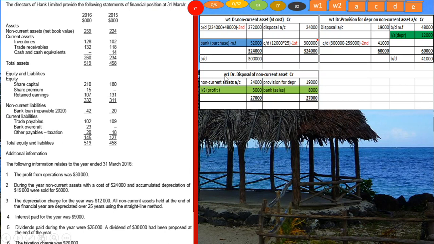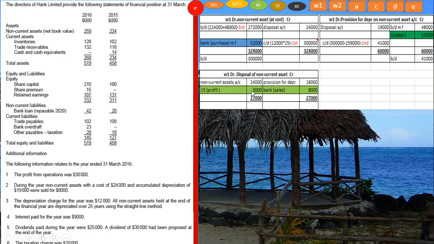And then for disposal of non-current asset, this ledger is prepared to calculate profit or loss. So basically, on the debit side, you put the cost of the non-current asset, and then on the credit side you deduct the total accumulated depreciation on the disposed asset. So total depreciation here is 9,000, that you write as provision for depreciation, and then you also put the sales value. What is the price of sale? So you write bank and then put 8,000 here, and then the remaining figure is either your profit or loss.